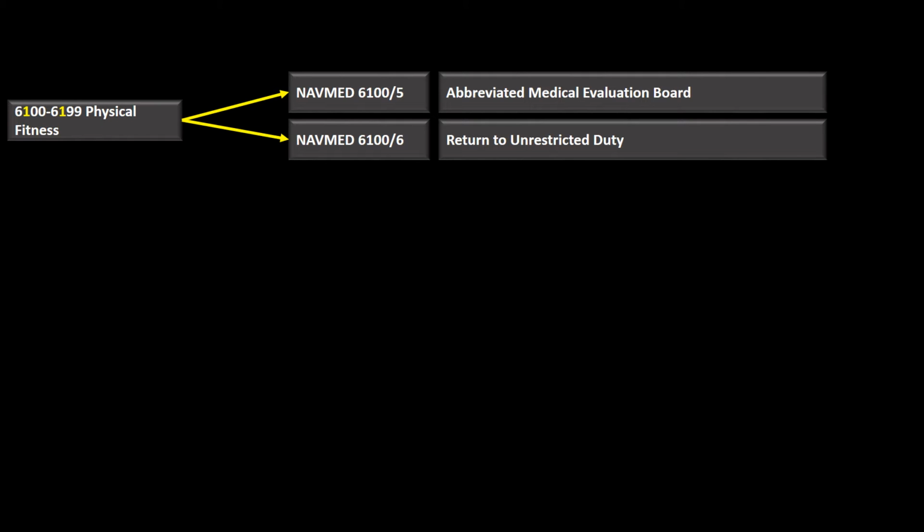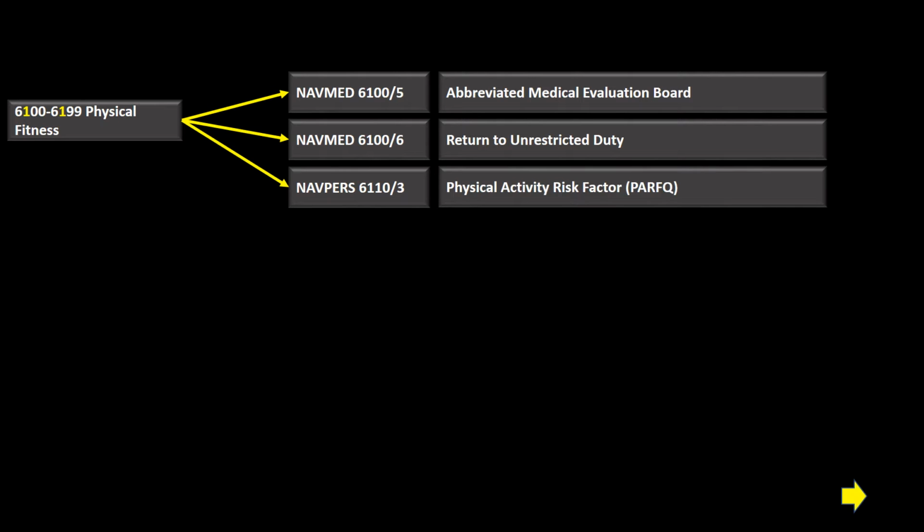Another form worth mentioning, I don't think it's in the bibliography this time, but it might be in some of the references and some of the instructions, is your NAVPERS 6110/3, and this is your physical activity risk factor questionnaire, your PARFQ, that we have to do twice a year in order to run the PFA.